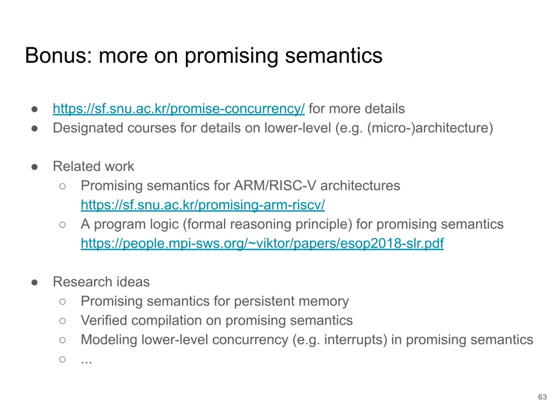And we can also think of a verified compilation for this promising semantics. We can verify or prove the correctness of compiler optimizations on top of this promising semantics, or we can model some ISA level concurrency features like interrupts or other kinds of cache manipulation operations, etc. So this is basically the research topic I am interested in on top of this promising semantics. And if you're interested, please refer to these papers or contact me on the future research.